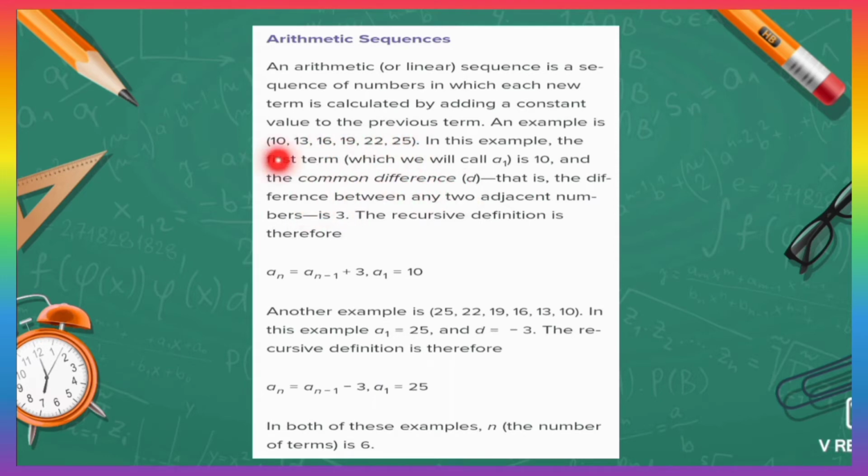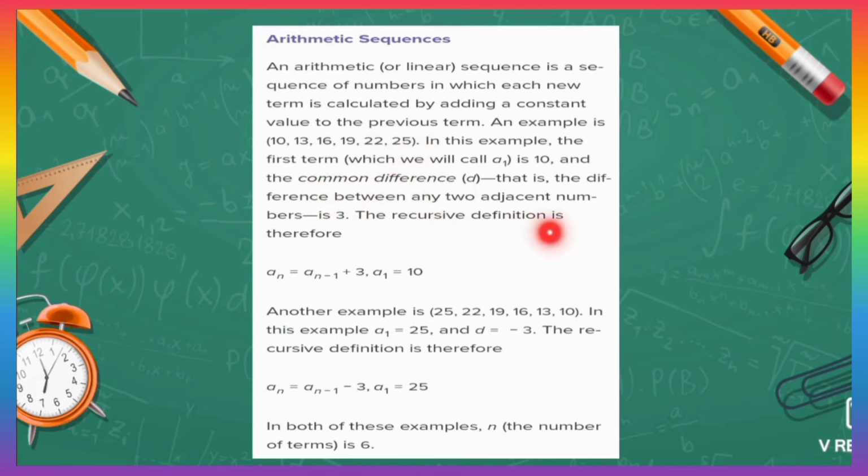Kasi kung titignan mo, si 10, pag nag-add ka ng 3, magiging 13. Tapos 13 plus 3, magiging 16. 16 plus 3, magiging 19. 19 plus 3, magiging 22. And 22 plus 3, magiging 25. So, ibig sabihin, bawat term na to ay may common difference na which is 3. Kasi, nagdagdag tayo ng 3 sa bawat previous term natin. So, ibig sabihin, nagdagdag tayo ng 3 sa mga new term natin. So, yun yung common difference nila.